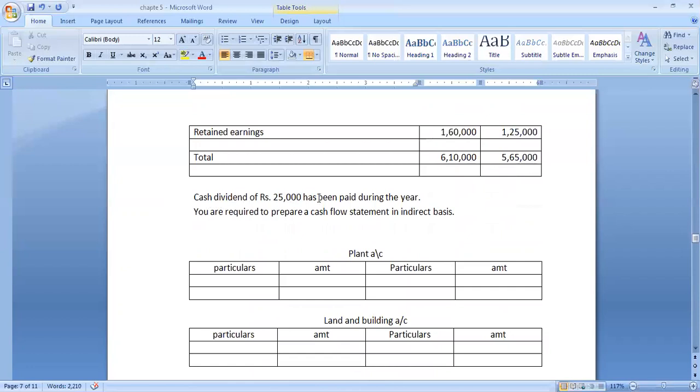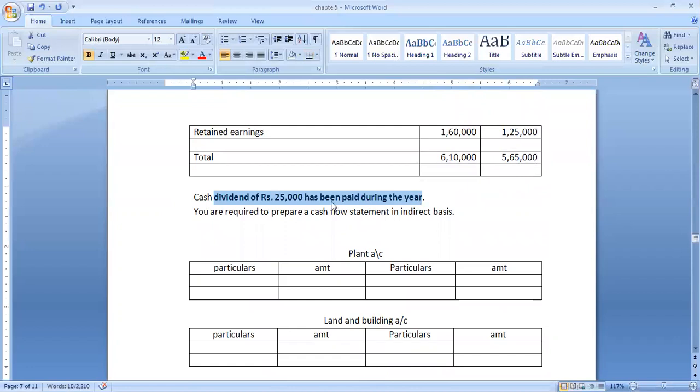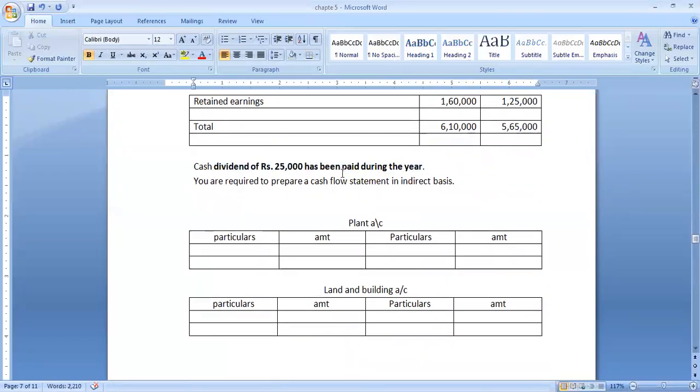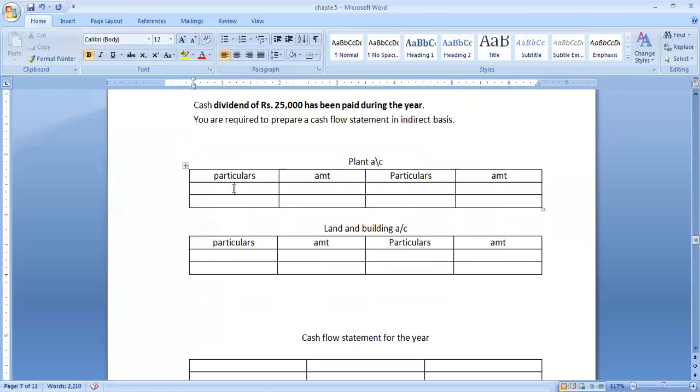Then look at this only one adjustment very carefully. Cash dividend of 25,000 has been paid during the year. Whenever there is a dividend paid, very important, a dividend of rupees 25,000 paid during the year has to be treated twice. One will be taken in the operating activity. The other is also taken into consideration in the financing activity as a reduction in value, because it is a payment, which indicates the outflow of cash.